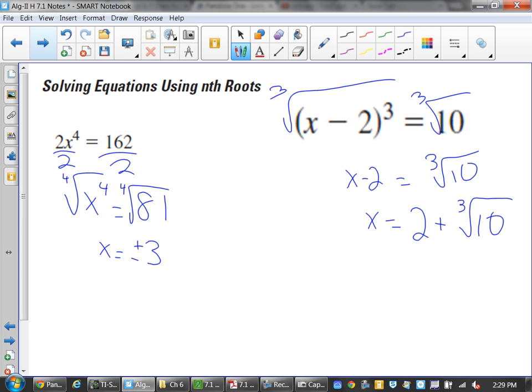So how come you don't fourth root that one before you divide by 2? Because it's not just x by itself. You can't fourth root it until you move that over. It's the same problem you guys had when we had the 2.